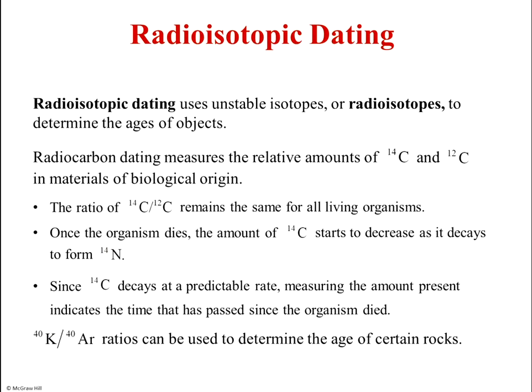Since carbon-14 is decaying at a predictable rate, measuring the amount present indicates the time that has passed since the organism died. So if we can get the ratio of carbon-14 to carbon-12, that ratio will decrease over time at a very predictable rate. Similarly, potassium-40 to argon-40 ratios can be used to determine the age of certain rocks. That's another type of radioisotope dating.